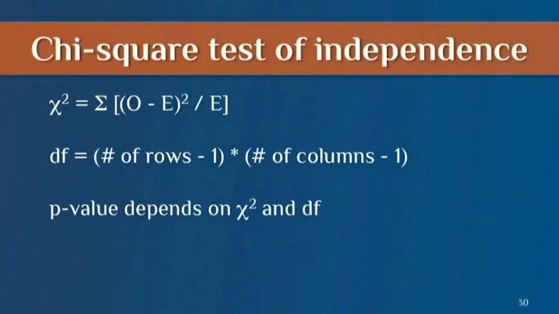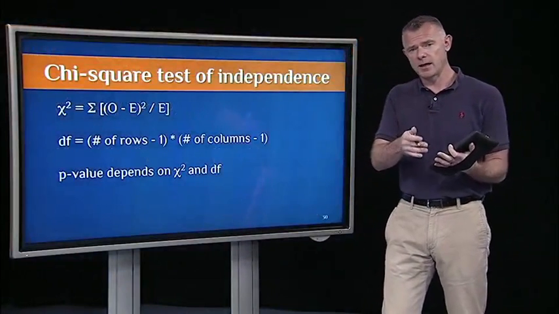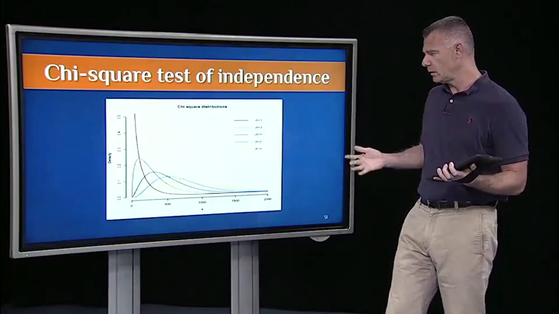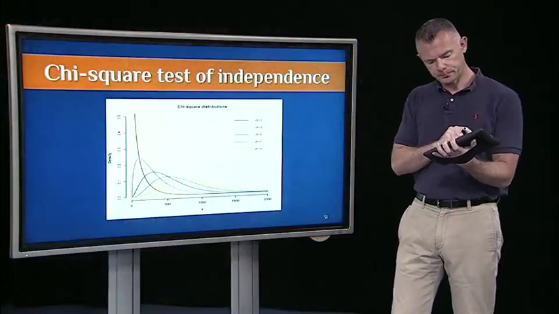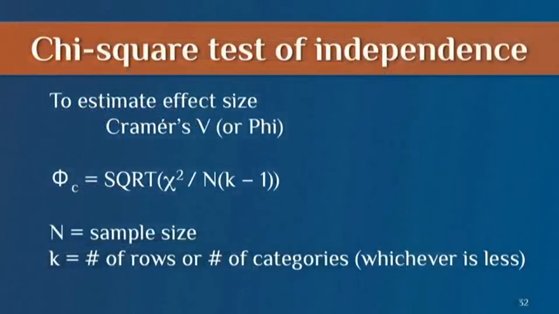The p-value, again, is determined by the chi-square value and degrees of freedom, and that comes from that family of sampling distributions of chi-square that looks like this. Again, that's conceptually analogous to the family of t distributions, the family of f distributions. So again, we get our p-values from the actual value and degrees of freedom. Again, we want to estimate effect size to supplement that NHST and p-value. Again, it's Cramer's V or phi, and we looked at the formula in the last segment. Again, we'll do that for this example.